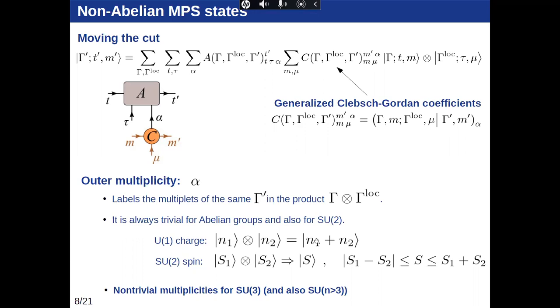But even in the SU2 case, if I have two spins and I combine them to a total spin S, then I know that this total spin can be between the absolute value of S1 minus S2 and S1 plus S2. But every spin appears only once in this decomposition. So there is no outer multiplicity in the SU2 group. But for example, in SU3, SU4, SU5, so in SUN, usually I have non-trivial multiplicities, and it's good to have this alpha index here.